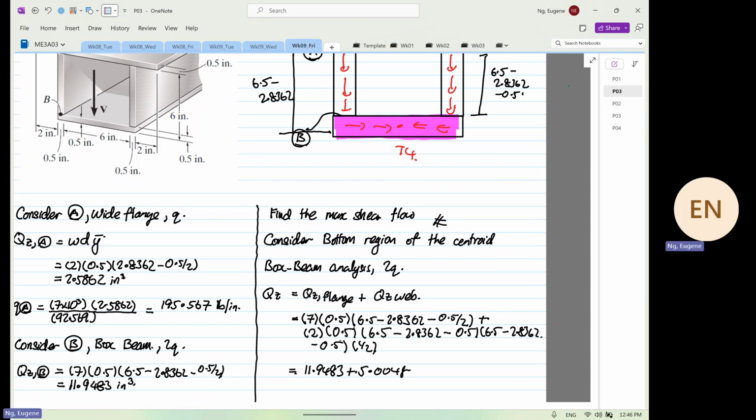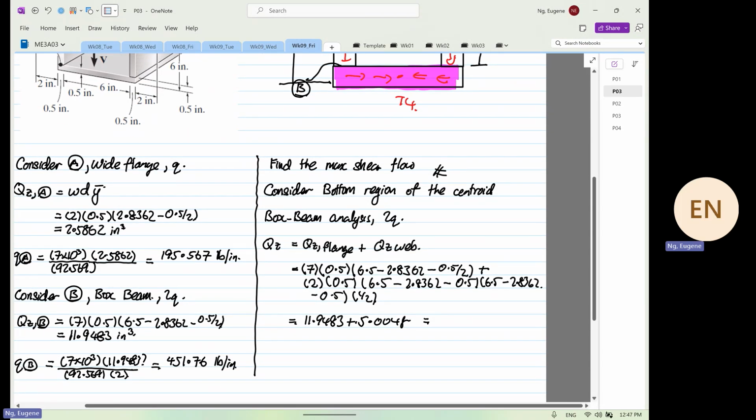Left and right 2. The width is 0.5, correct. 6.5 minus 2.8362 minus 0.5, correct. I did the same thing and then divide by 2. Let me press my calculator again. 6.5 minus 2.8362 minus 0.5 divided by 2 times 0.5 times 7 is equal to 11.9483. And 6.5 minus 2.8362 minus 0.5 squared times 0.5 times 2 divided by 2 is 5.0048.